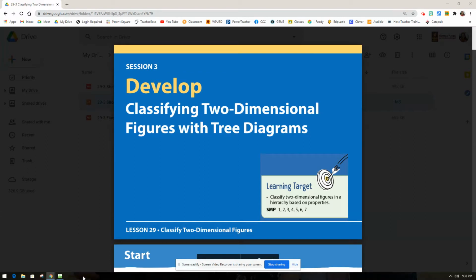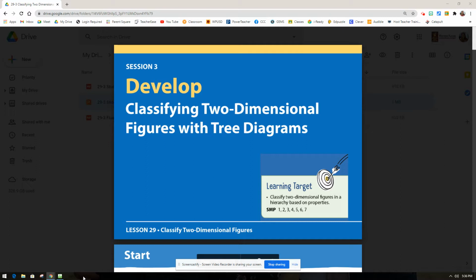Today we're going to be continuing working on our classifying two-dimensional figures. Today we will specifically be using tree diagrams. In the past, we've been using Venn diagrams pretty heavily. And so today we're going to be doing the same classifications, but we'll be doing it using a tree diagram. So we're going to go ahead and get started.